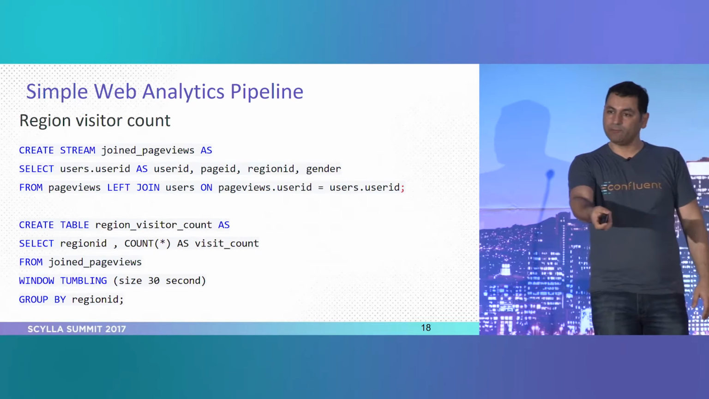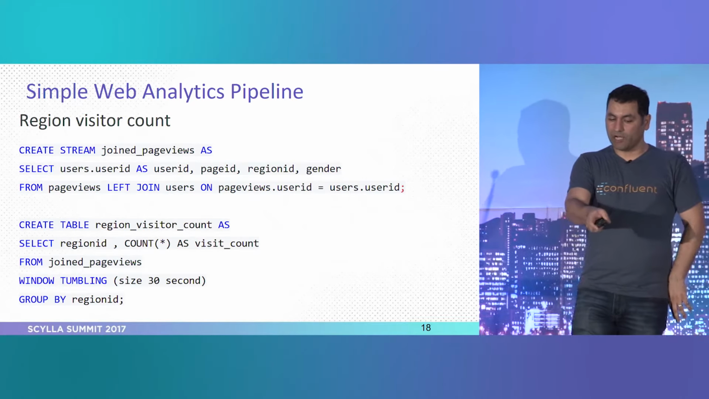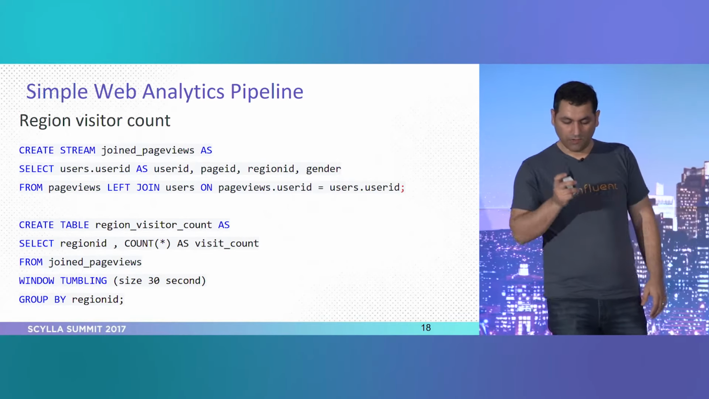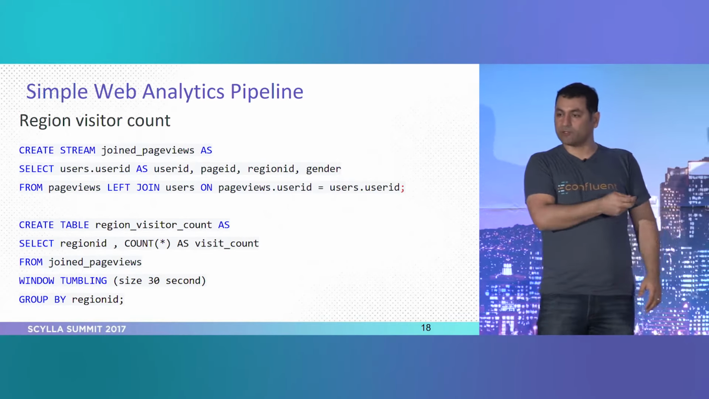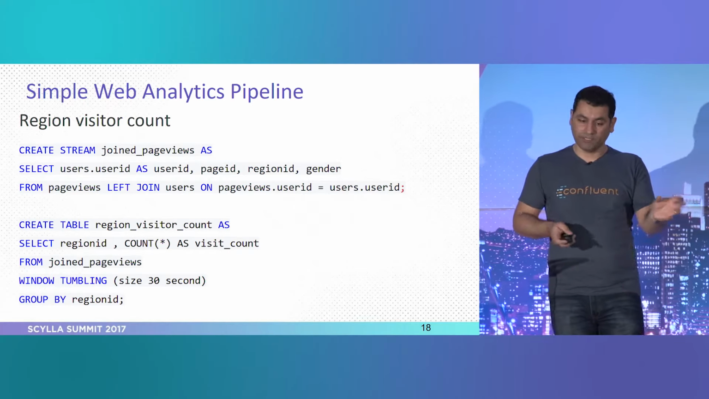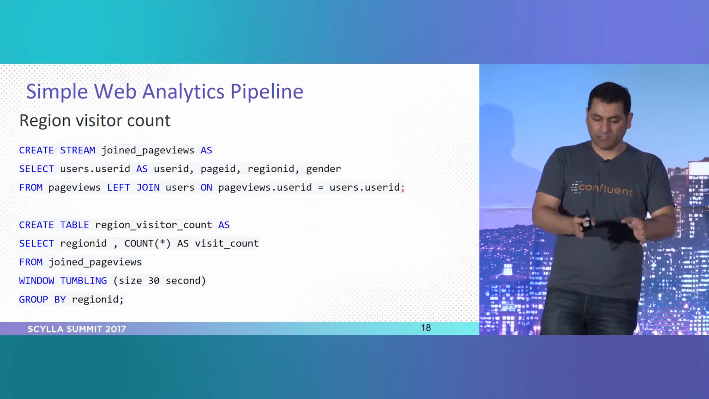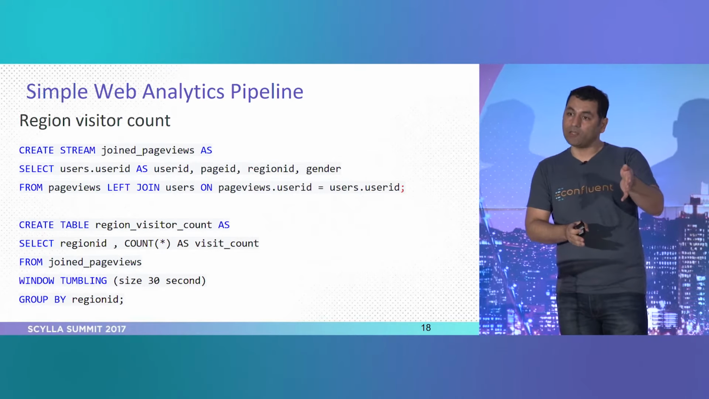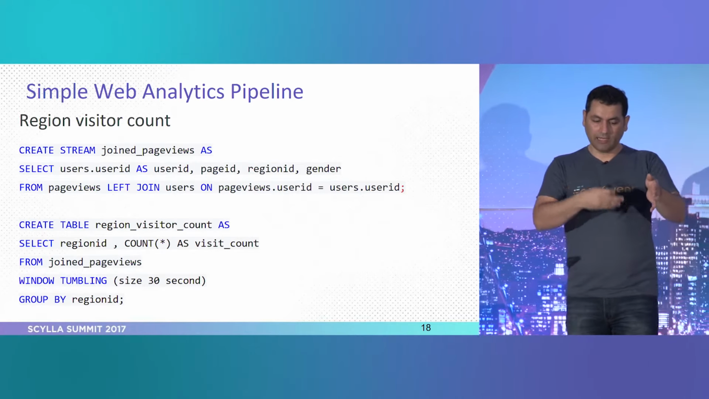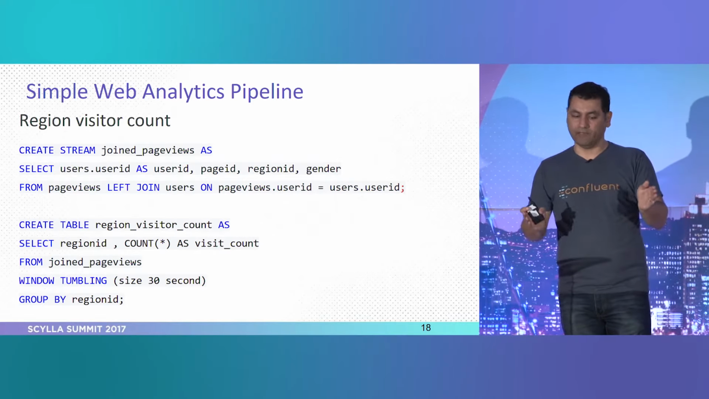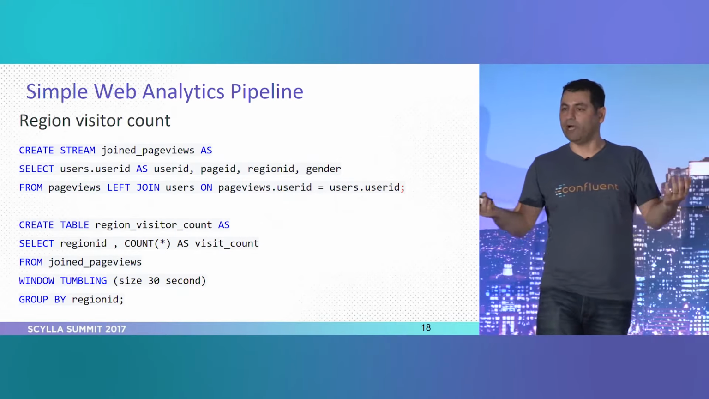And then I can use the output of this stream and do a count. For every region, I want to count the number of visitors, right? So I'm going to say region visitor count, create a table. Here, I'm counting, so it's going to be an updating table. And as you see, I'm just selecting the column that I want to count based on and the count. And I'm using the result of the previous statement. And I'm going to use a tumbling window for every 30 seconds and group by region ID.